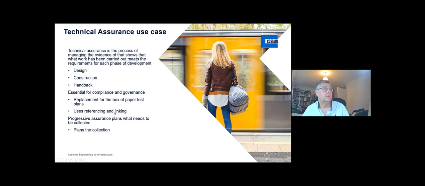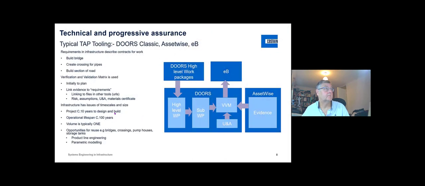So over the summer, I was asked to respond to an RFP that one of the parts of our organization had asked for, to help them develop an integrated tool set. And this was the tool set. We end up with a set of requirements in DOORS at a high level that gets moved to a local copy of DOORS. It gets broken down into various modules that need to be linked to information in something called EBIT, and also linked to evidence in a tool called AssetWise.